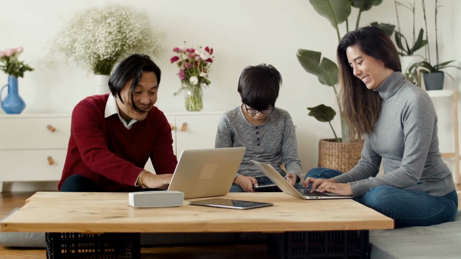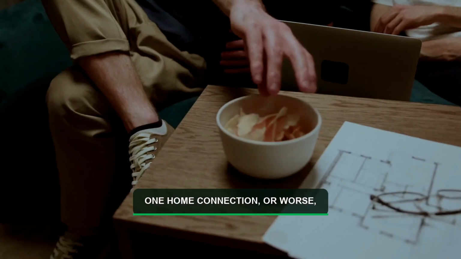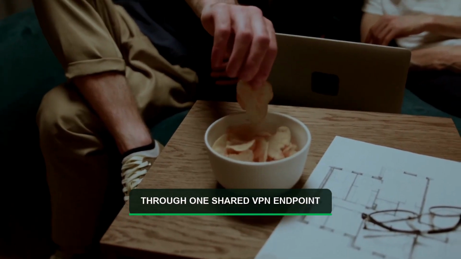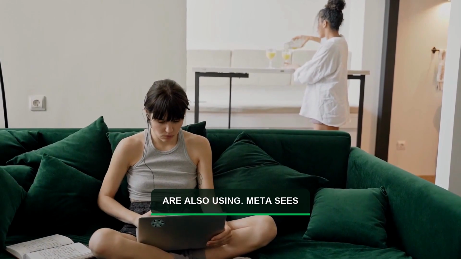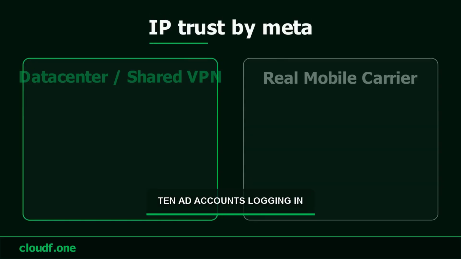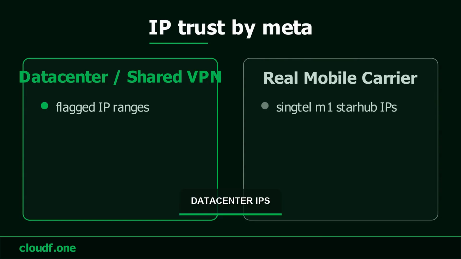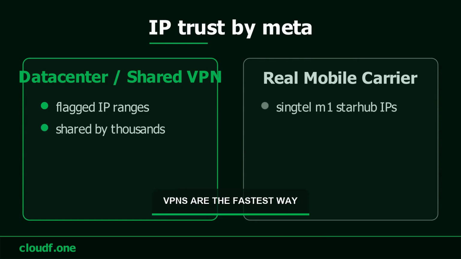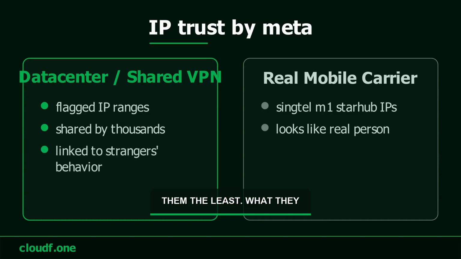Next, IP. This is the one people get wrong the most. They run 10 accounts through one home connection, or worse, through one shared VPN endpoint that thousands of other people are also using. Meta sees 10 ad accounts logging in from the same IP, and the link is obvious and instant. Data center IPs and cheap shared VPNs are the fastest way to get clustered because Meta knows those ranges and trusts them the least.